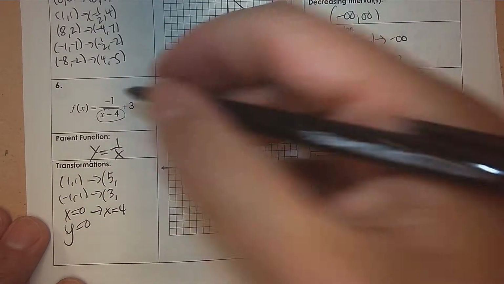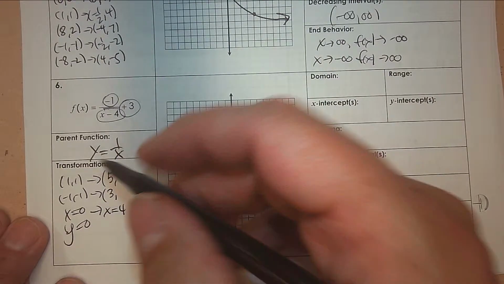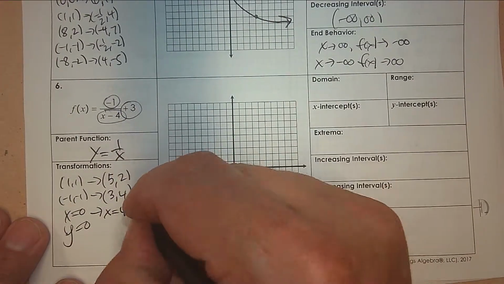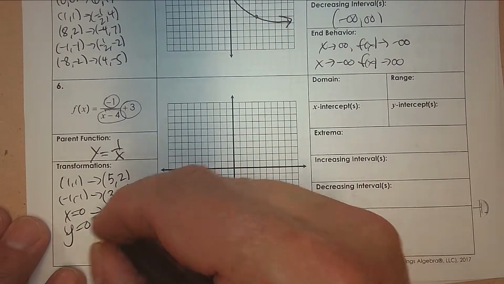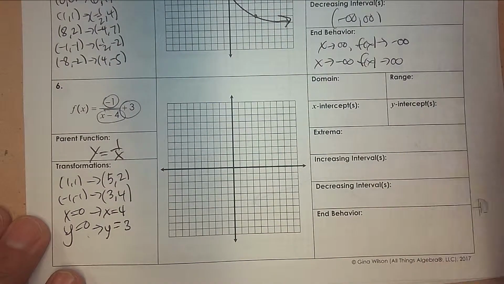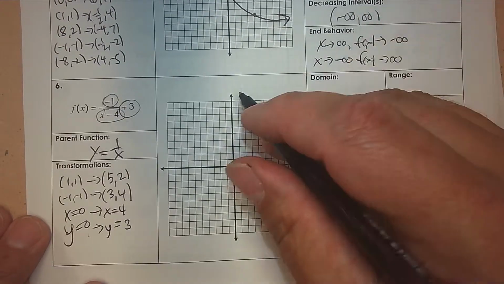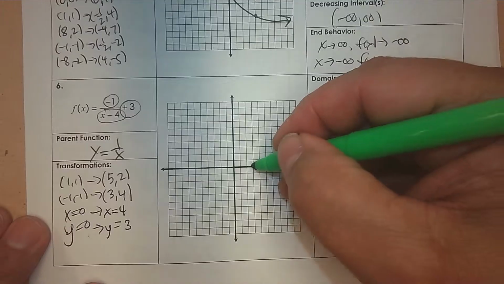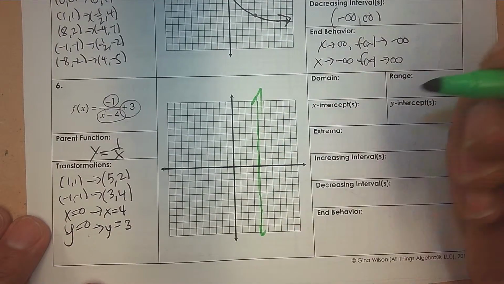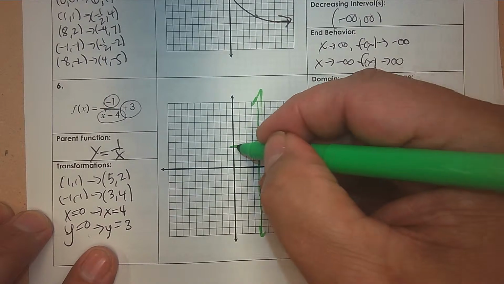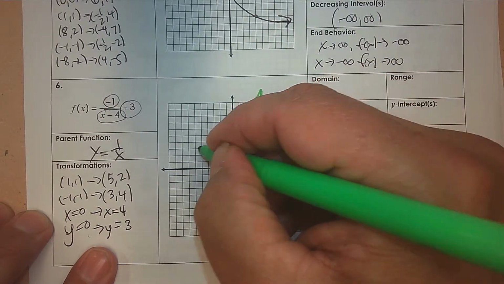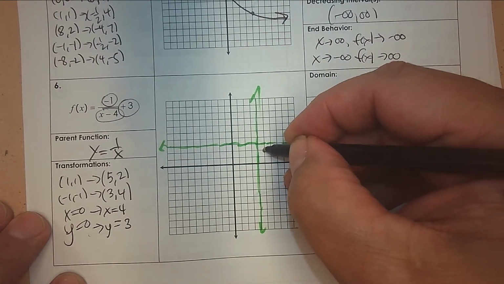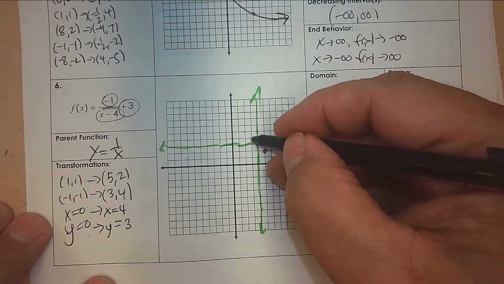The y, it's the numerator and what's outside, so negative 1 times 1 plus 3. Negative times a negative plus 3. And then 0 times negative 1 and then add 3. So that's what I'm going to plot. So x equals 4. Maybe I'll use my green color for that. y equals 3. We have 5 and 2. And we have 3 and 4.